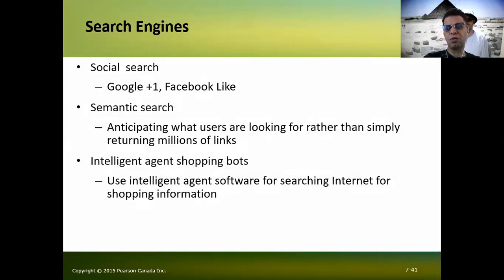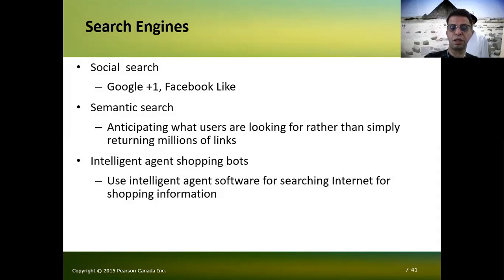Search engines like Google, Google+, Facebook, Twitter, they're all search engines. And what we now call the semantic search engine is where you can store your data on the website, anticipating what the users are looking for, rather than simply returning millions of links. When you are searching, they anticipate what you're searching and pop up your search. They can find it out from your previous searches. They can find it out from the emails that you're sending, and they can pick up the wording.